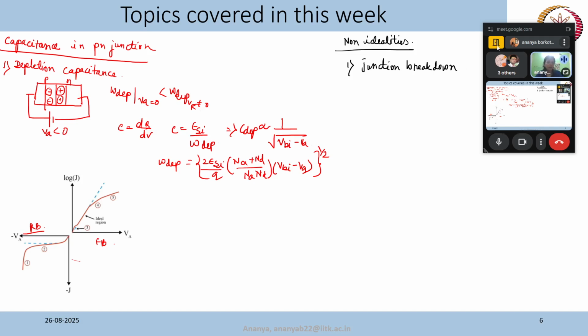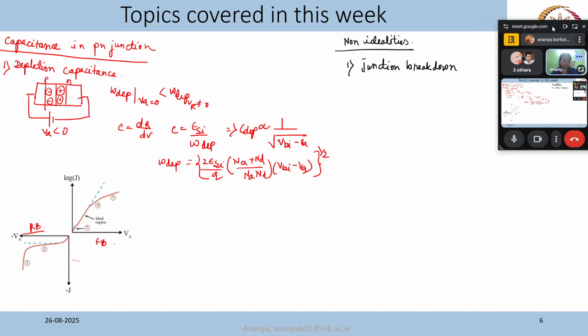Okay, I'll not go into the details. You must have watched the lecture videos. I'm just giving you an overview. I want to go towards the questions. What happens in the case of junction breakdown? This happens in reverse bias.